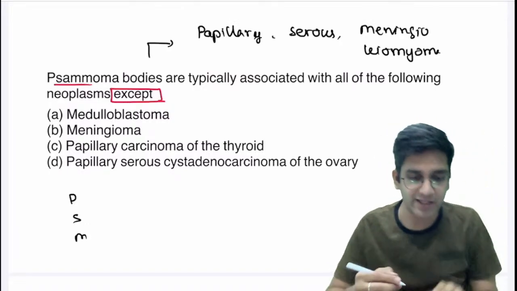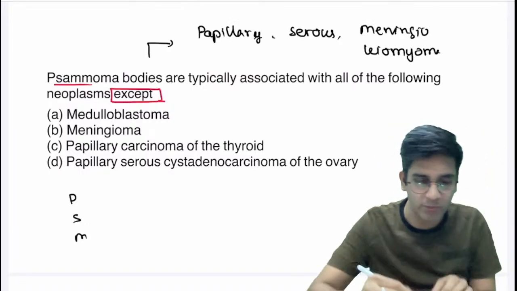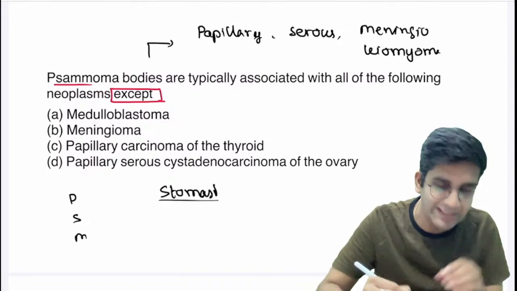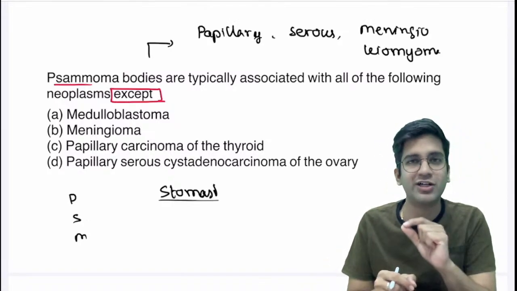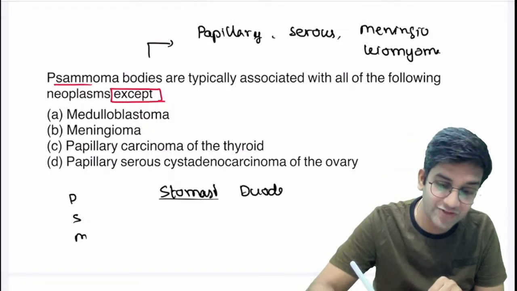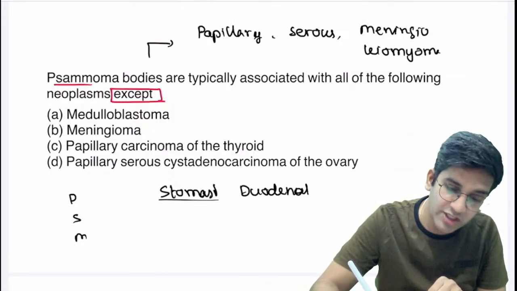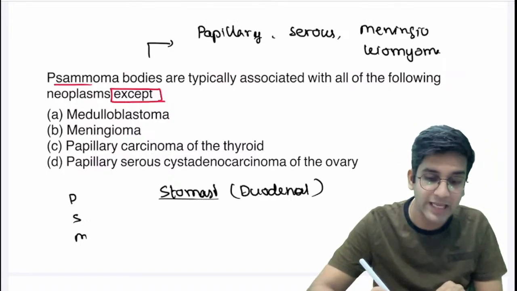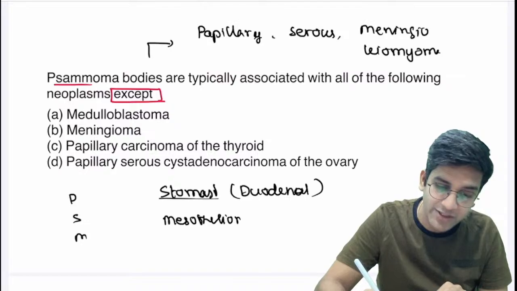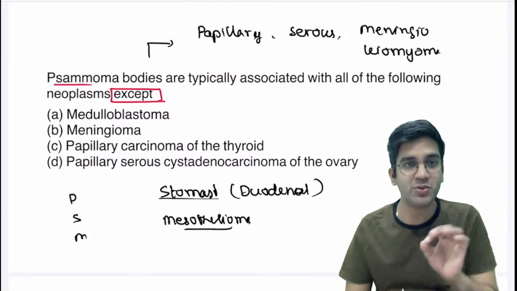Papillary, serous is there, right? In this PSM square, there is a somatostatinoma. The only thing here is not all somatostatinomas have psammoma bodies. Only if they are from the duodenum. That's very, very classical. Only duodenal somatostatinoma will have psammoma bodies. And again, not all mesothelioma will have psammoma bodies. Only your papillary mesothelioma will have psammoma bodies, right?